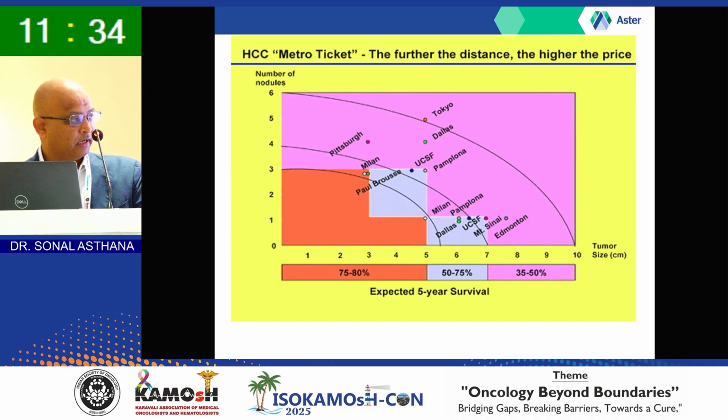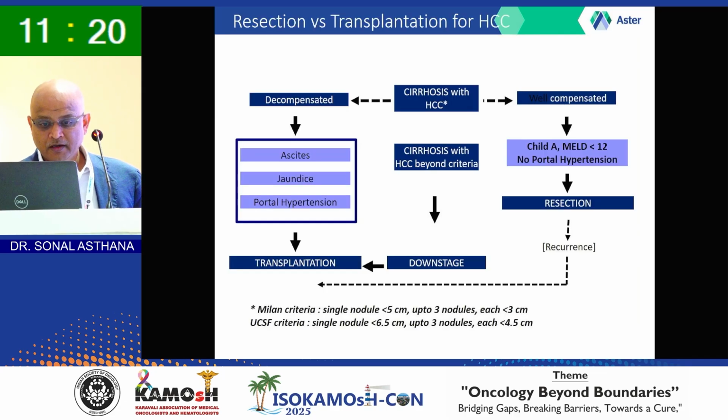And broadly speaking, to Dr. Sandeep's point, you can transplant patients with larger tumors, but of course you have to accept a higher risk of recurrence. And this is the Metroticket concept, that whichever score you use, you can go further, but of course it costs you a little bit more. Again, we can transplant either for tumor reasons or for liver reasons, if the liver is decompensated or if the tumor is beyond a stage where you can operate.